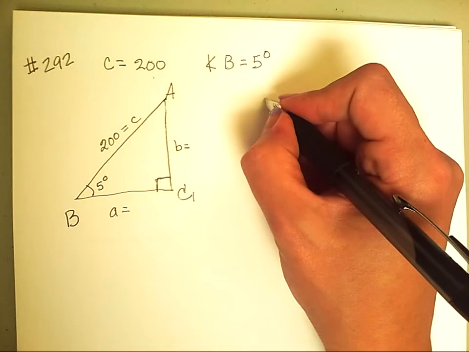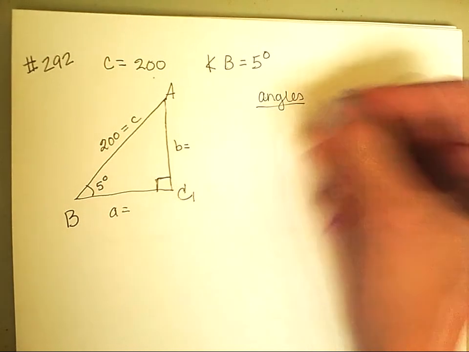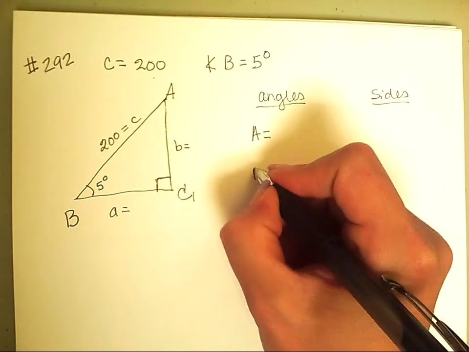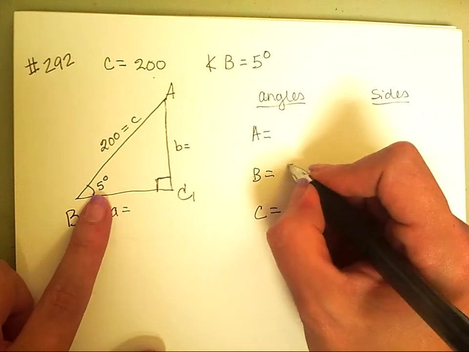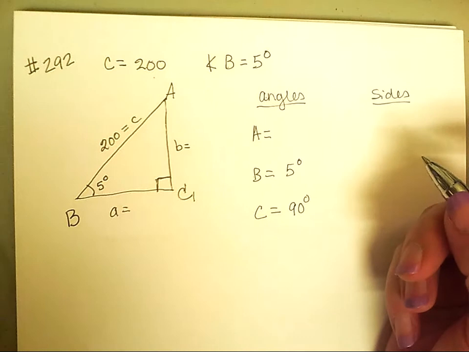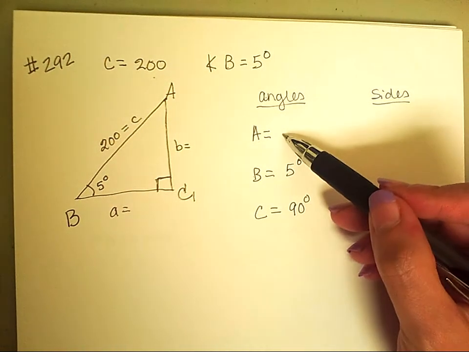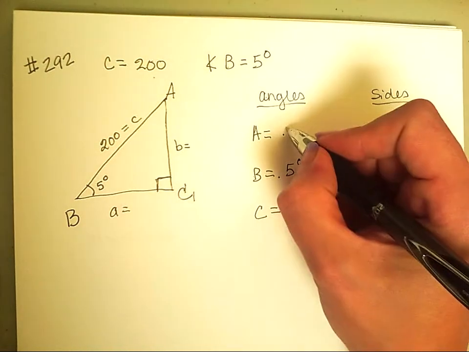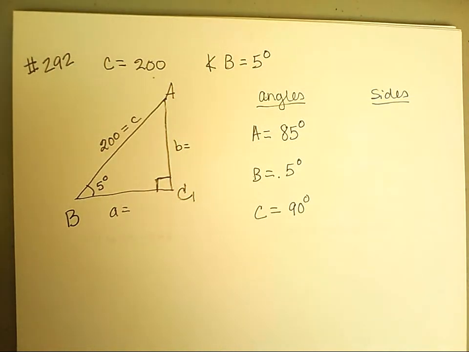Okay, so let's do this one. We're supposed to solve this triangle, which means we're looking for all the angles and all of the sides. So we have angle A, angle B, and angle C. We're told that B is 5 degrees and C is 90 degrees. So angle A and angle B are complementary, meaning they have to add up to 90 degrees. So angle A has to be 85 degrees.